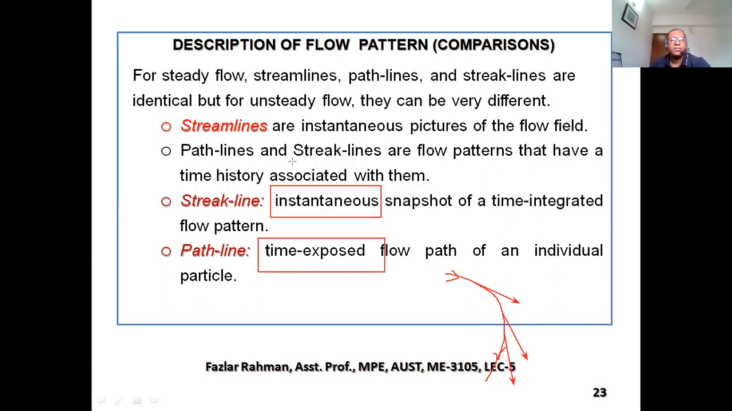So over here, this is a streamline, and the path line and streak line, or flow pattern, have a time history. But for a streamline, there's no time history, though it has a time history because every time you're giving the velocity, right? Velocity is also related to the time. So path line and streak line or flow pattern have a time history associated with them. So just remember the differences. And sometimes I put this question in the exam, and I see everyone just writes down the definition instead of giving the difference, okay?